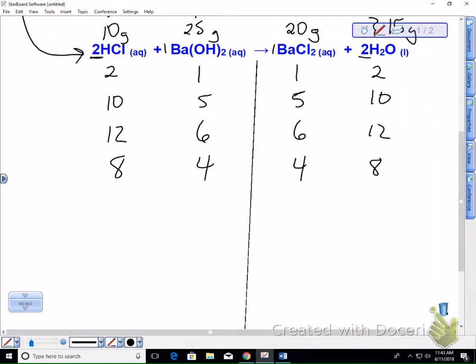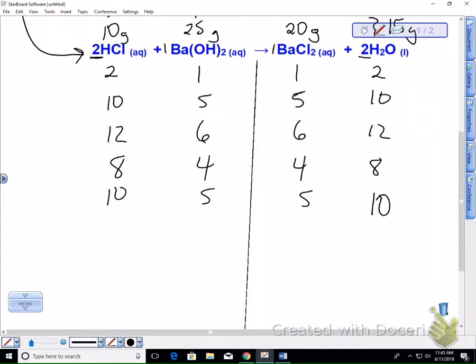And it would work with the other product as well. If I start with 10, knowing that I made 10 waters, then I would also make 5 barium chlorides. 10 waters mean I had to start with 10 HCl's and 5 barium hydroxides.